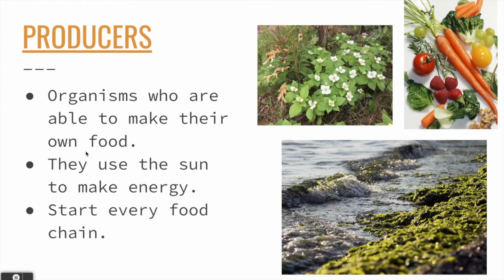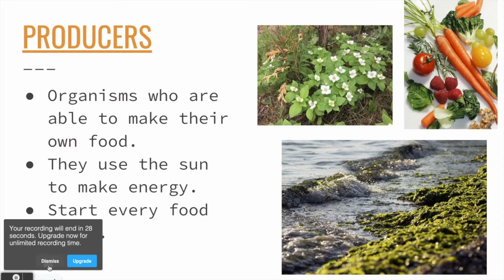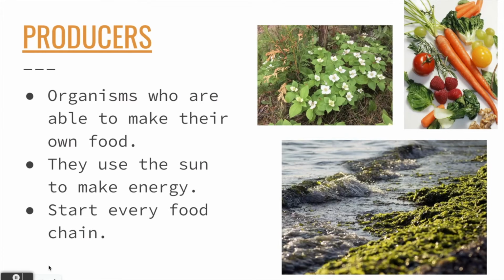As I mentioned before, producers are organisms who are able to make their own food. The sun rays that shine down on these organisms help them make energy. Most producers are the start of every food chain, like plants, vegetables, algae, kelp. All these different plants are the base of the food system. Without these producers, other organisms would not have anywhere to get their food.